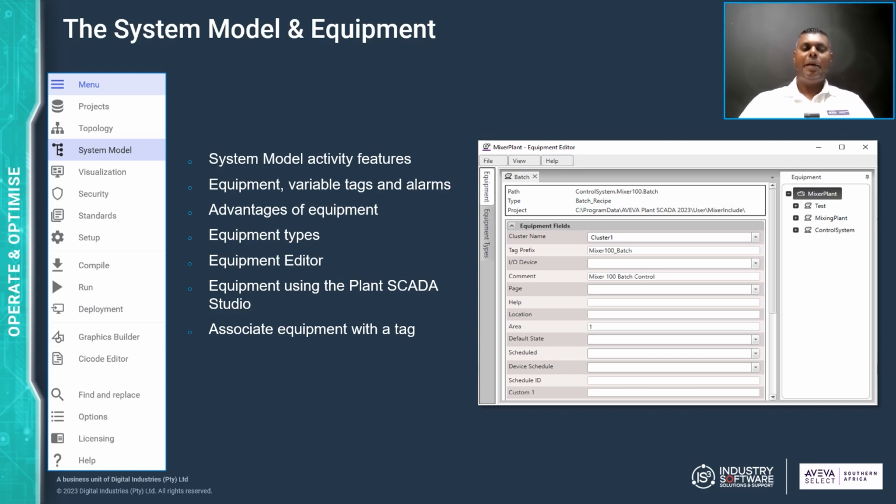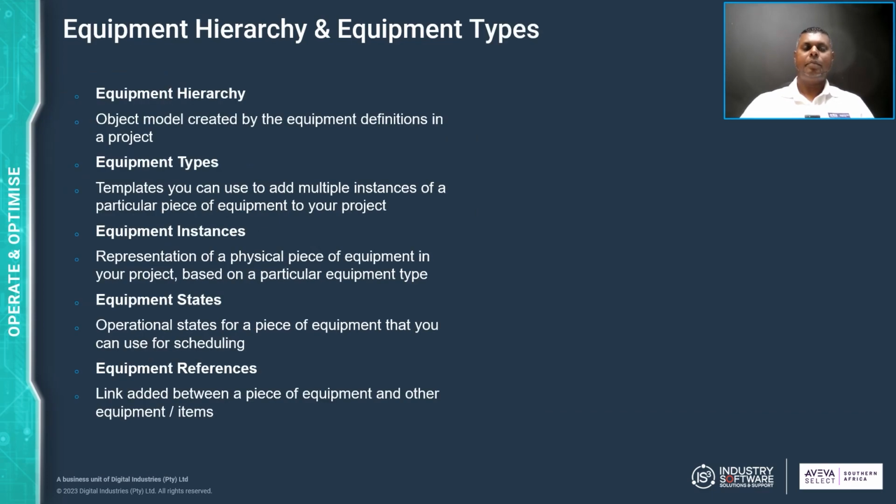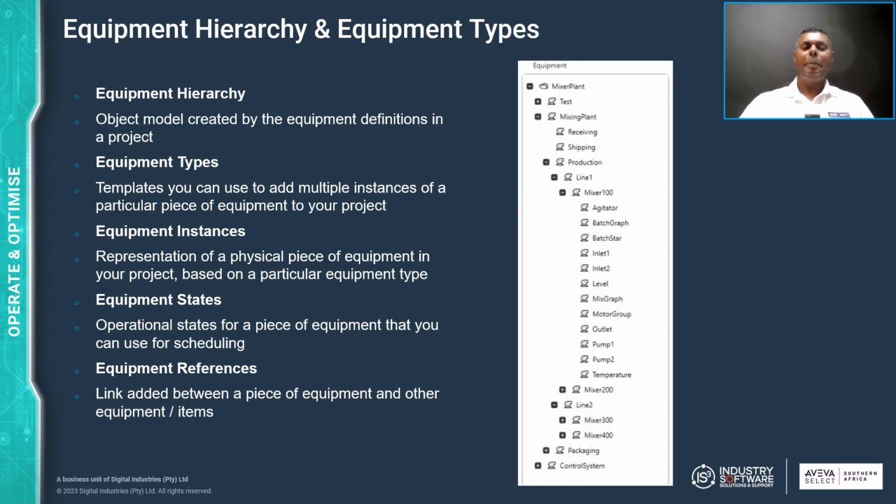For example, if a pump is represented in your project as a piece of equipment, it will bring together the tags, events, alarms, permissions, communications, scheduling, and scripting associated with the pump. You can associate the pump with a particular geographical area or include it as part of a functional process. Equipment hierarchy. The term equipment hierarchy refers to the object model that is created by the equipment definitions in a project. When you define an equipment instance, its location in the hierarchy is reflected in the equipment name, with a period used to indicate levels in the hierarchy.